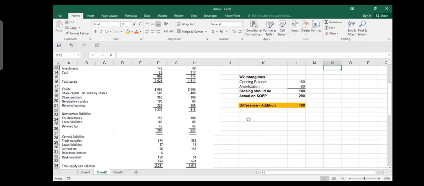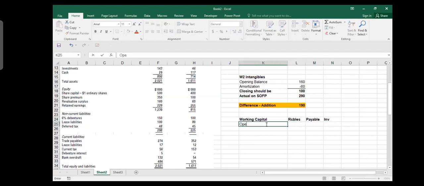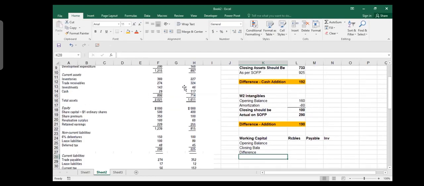Then we need to do our working capital changes. If you remember, we said that we will make the working capital section in the operating segment. In working capital, you always have receivables, payables, and inventories. These three items we need. We write down the opening balance and the closing balance, and we see the difference. If you go back to your current assets, you have receivables. Your receivables are 324 and 274. So you write down your opening receivables as 324, and your closing receivables are 274. Then you have your payables. Your trade payables are 352 and 274, so opening is 352, closing is 274. And then you have your inventories, and inventories were 227 and 360.